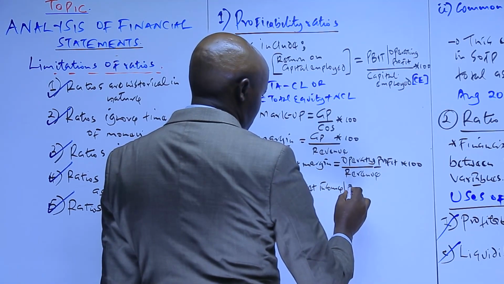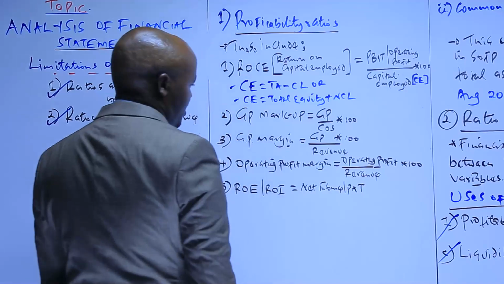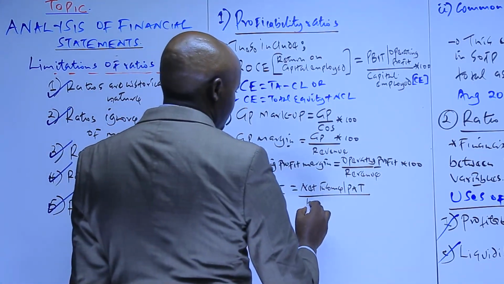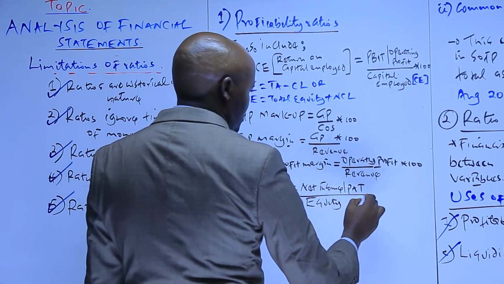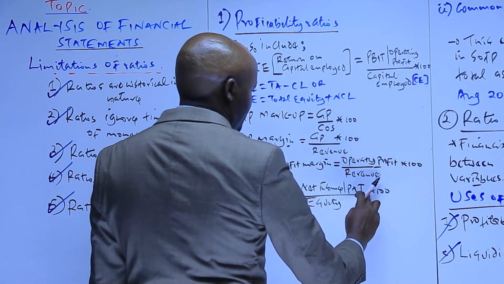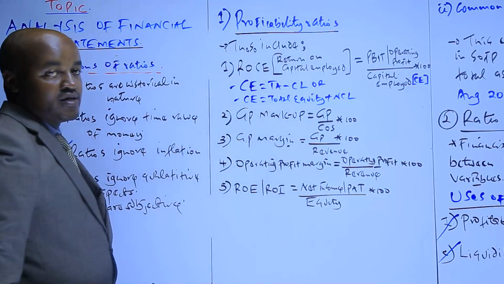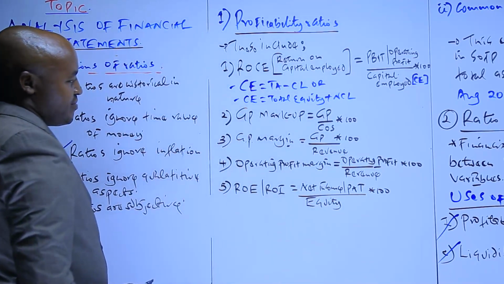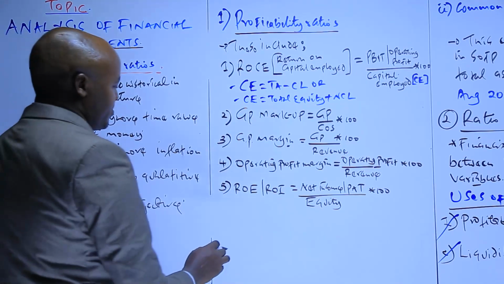Net income, or basically the profit after tax, and then we divide that by equity times 100. Equity, you have to recall, is the ordinary share capital plus reserves.